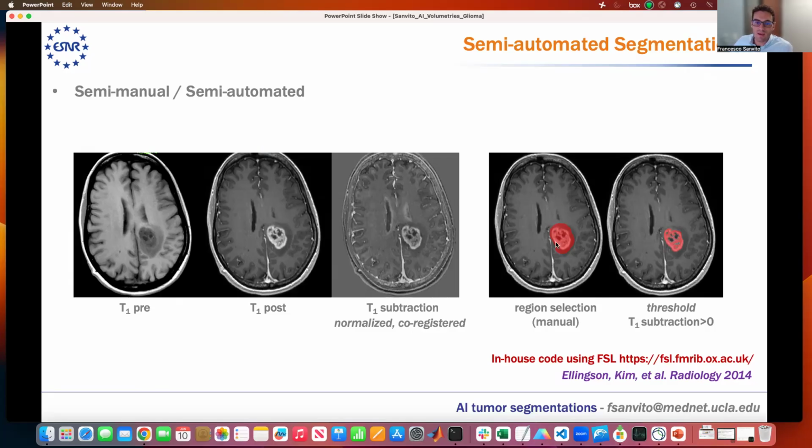Then there is a manual component where we outline the approximate region of the tumor, so it's much faster than the fully manual segmentation. And then we use this map to threshold and select a cutoff of quantitative enhancement to only isolate the components that are enhancing. Of course, this is a bit more reliable than fully manual segmentations and even faster.